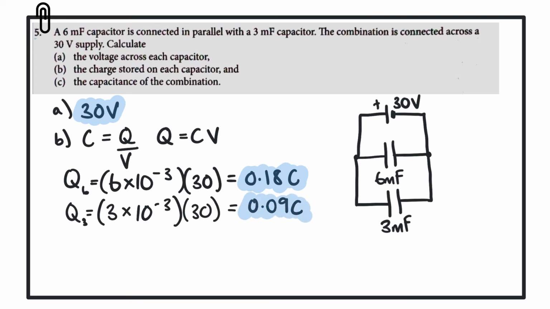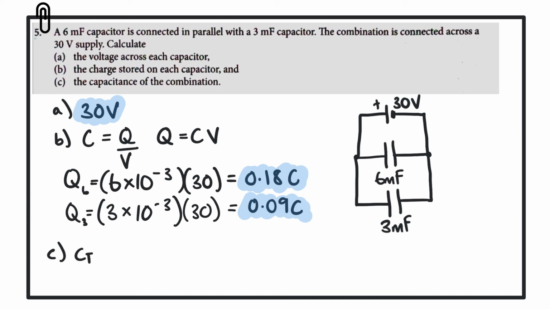And now we want to look at the capacitance of the combination. So for this, again, we've already been told in the question and we've drawn a diagram showing that these capacitors are connected in parallel, and we need to use the appropriate formula then for working out the total capacitance.